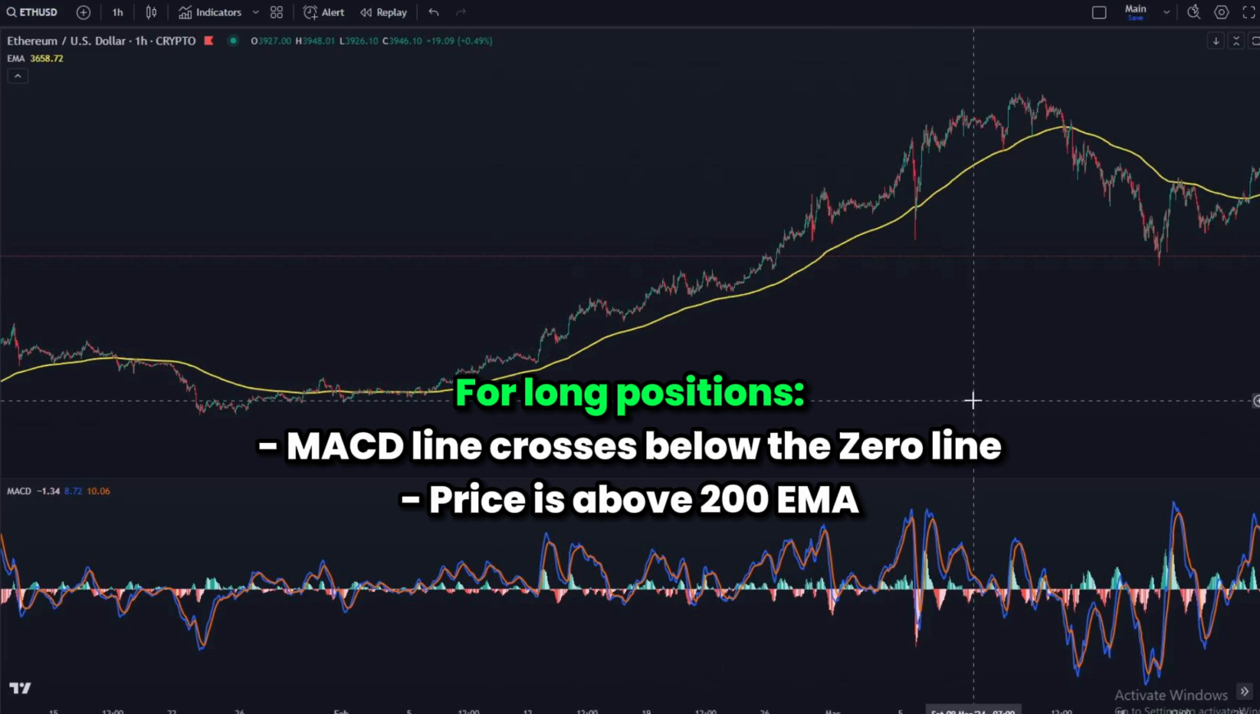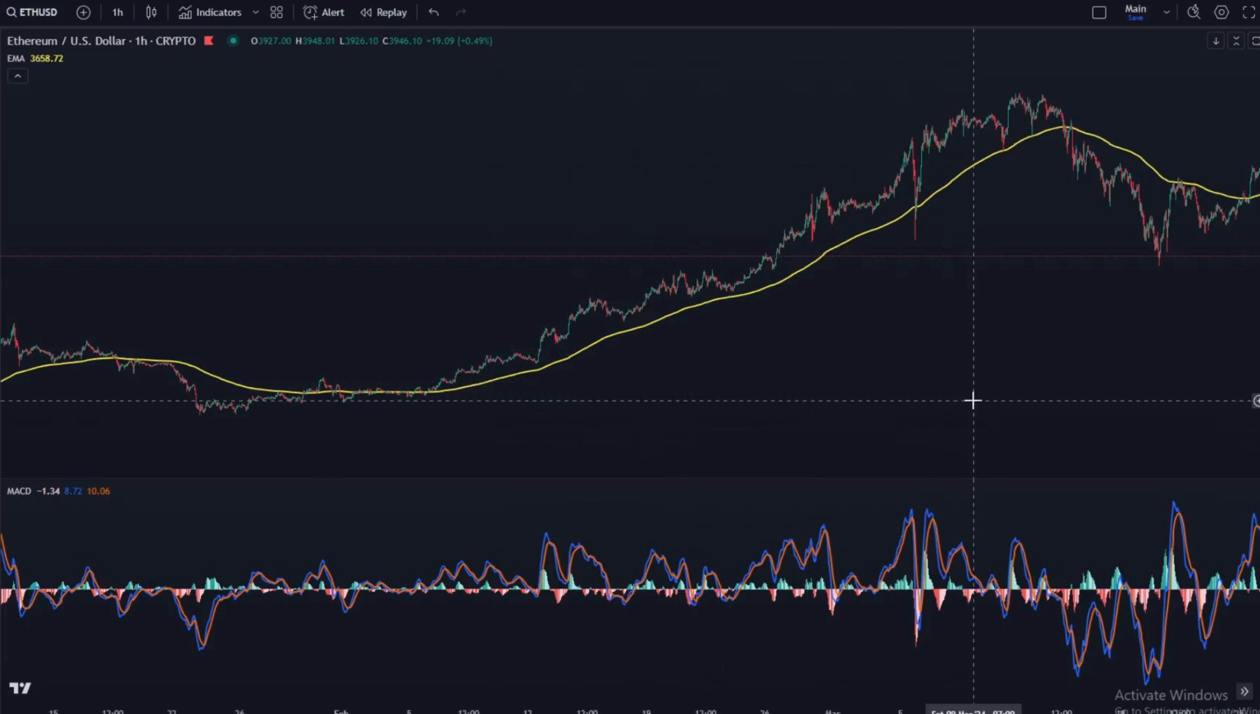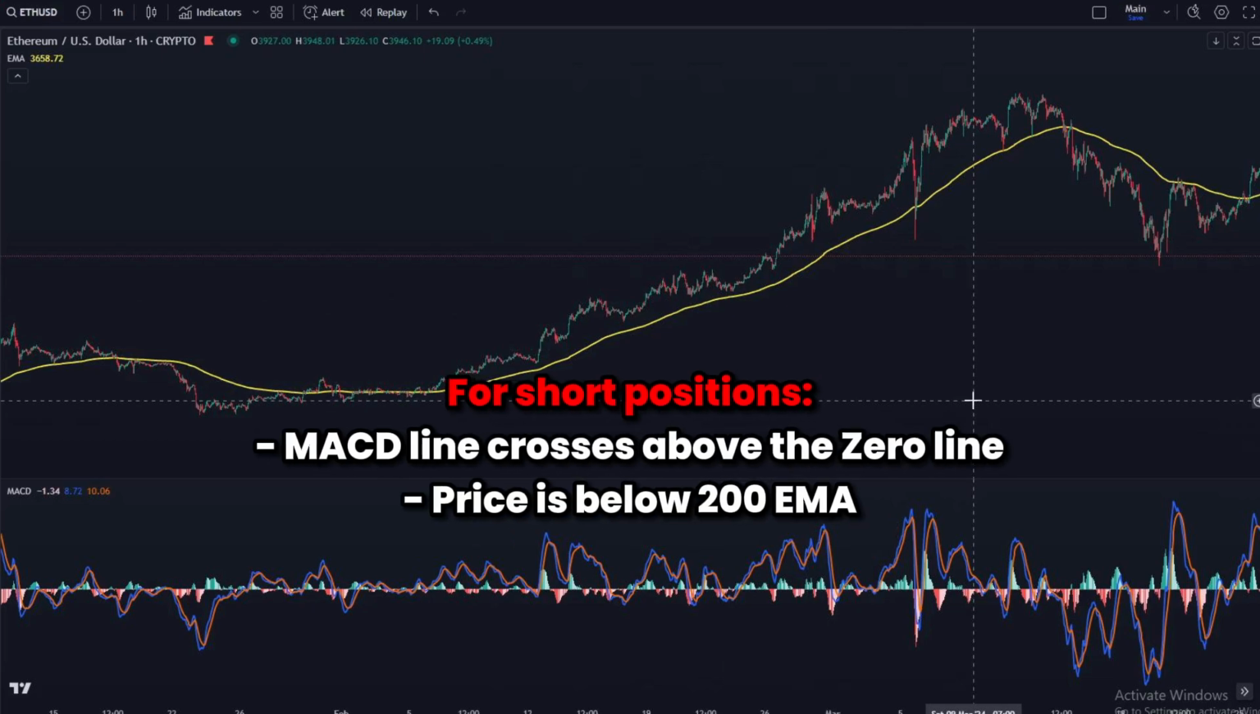We buy if the MACD line crosses below the zero line mark, and the current price is also above the 200-day moving average. This will guarantee that you are only trading when the market is in an uptrend, which is a very powerful combo. Now, if you wanted to short, for example, you would just do the exact opposite.